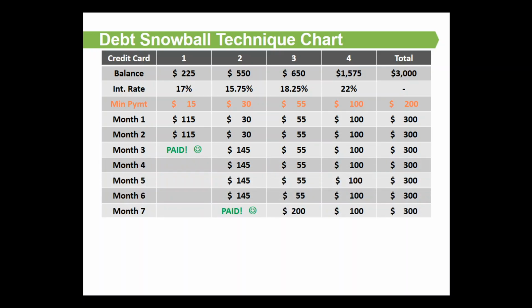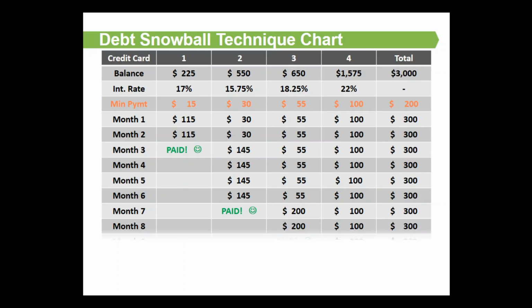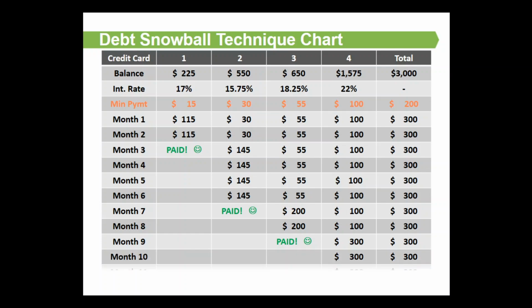Then they'll roll that over into number 2, and their $30 a month payment becomes $145 until that's paid off. Then they roll that over into number 3, and so on into number 4 until that's totally paid off. So you can kind of see why this is called the debt snowball technique. You gain momentum as you pay off your debts, and by the end, your payments are really, really large.